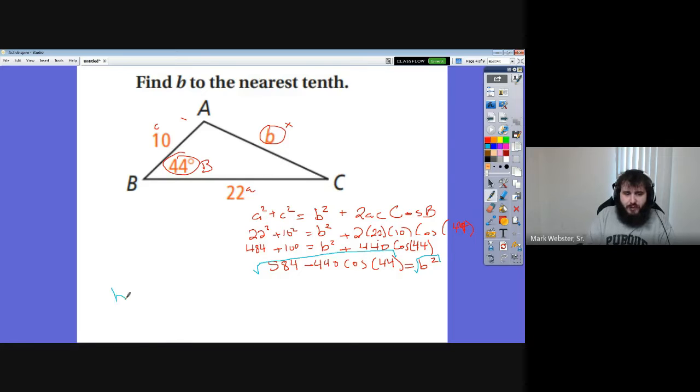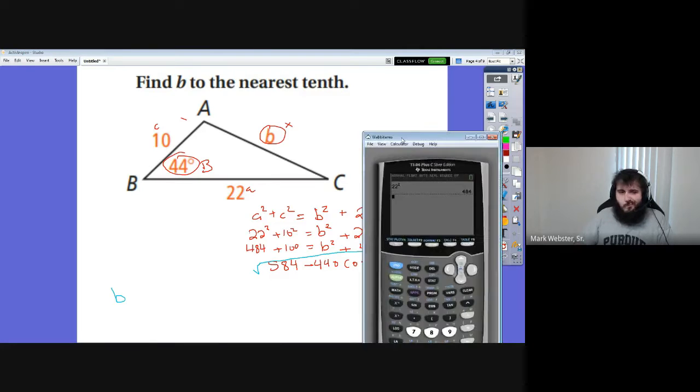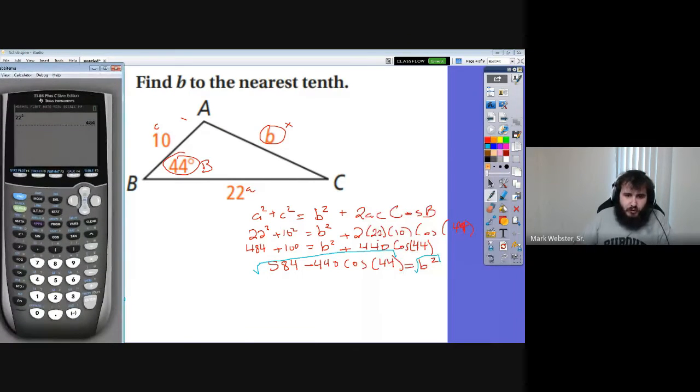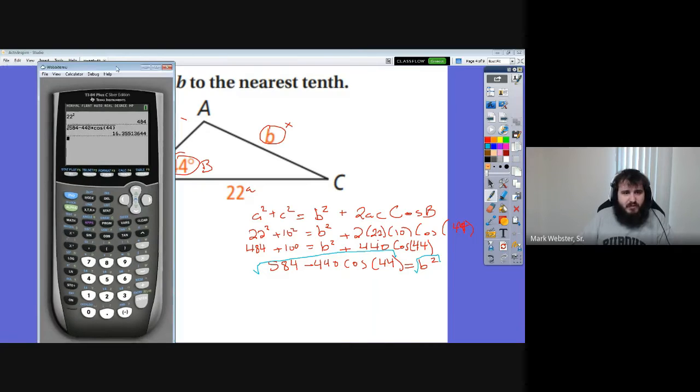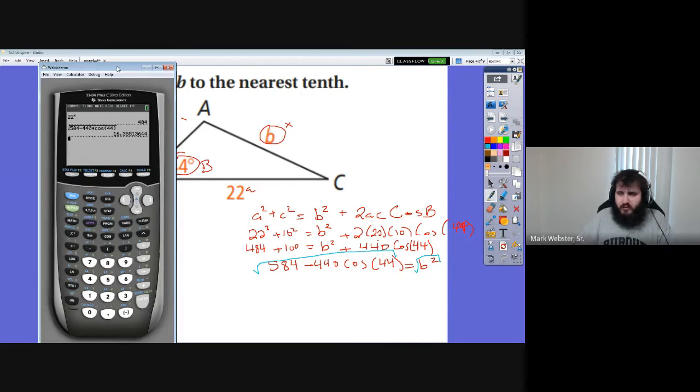So we want to know, what is b? Well, let's put it in the calculator and find out. So I'm just going to put it right in the calculator. Square root of what? 584 minus 440 times cosine of 44. I'm going to close the parentheses. That's what this is, right? So that's what we do. Hit the enter button. That's our answer. 16.35513644.